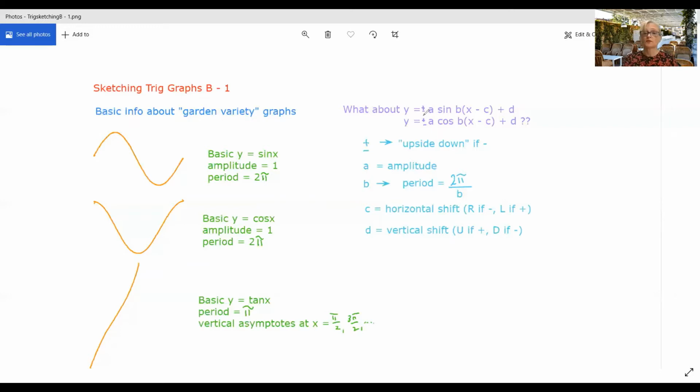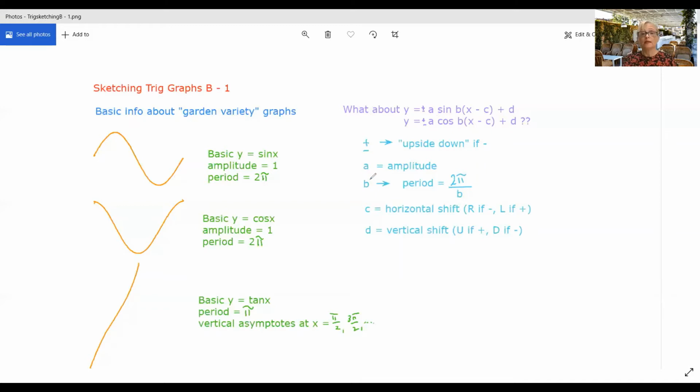Whether you have a plus or minus out the front basically determines whether you're going to have the normal garden variety or the upside down version of it. Your A is going to affect your amplitude. So if you had a -3 in front of your sine of something, you know it's going to go up to 3 and down to -3, and it's going to be upside down.